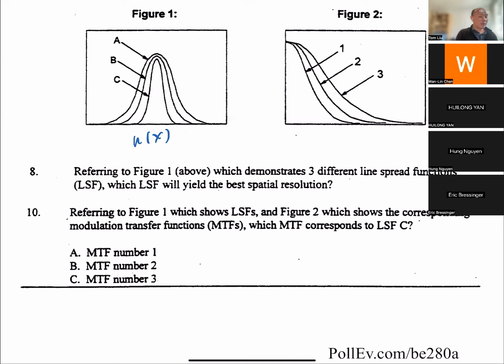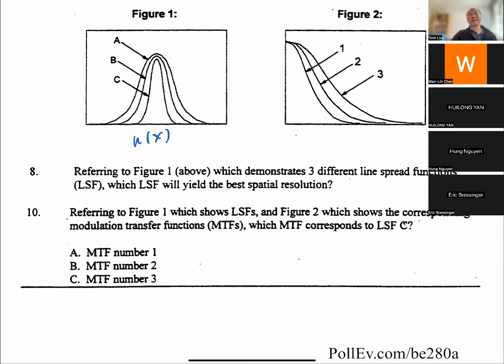Okay, so it looks like most of you are picking C, about 80%. So that is correct. C is the narrowest, right? So that has the best spatial resolution. There was a choice of A, but A is the broadest, right? So it would have the most blurring, and so that would have the worst spatial resolution. So the answer is C. So that's good.